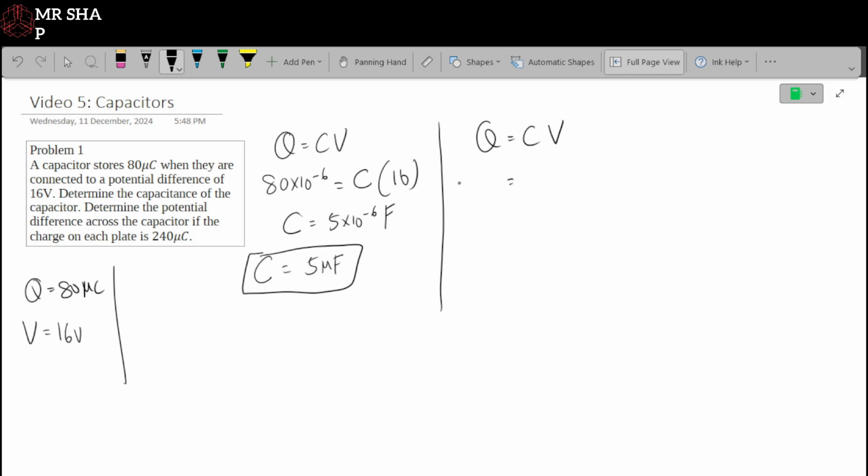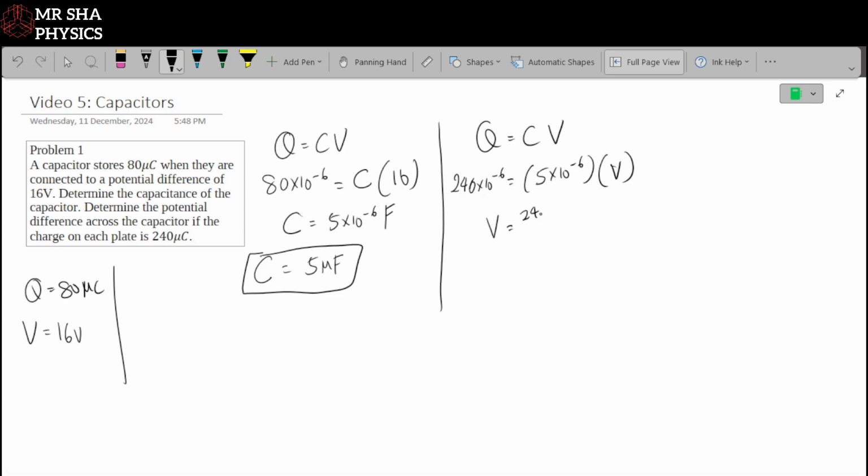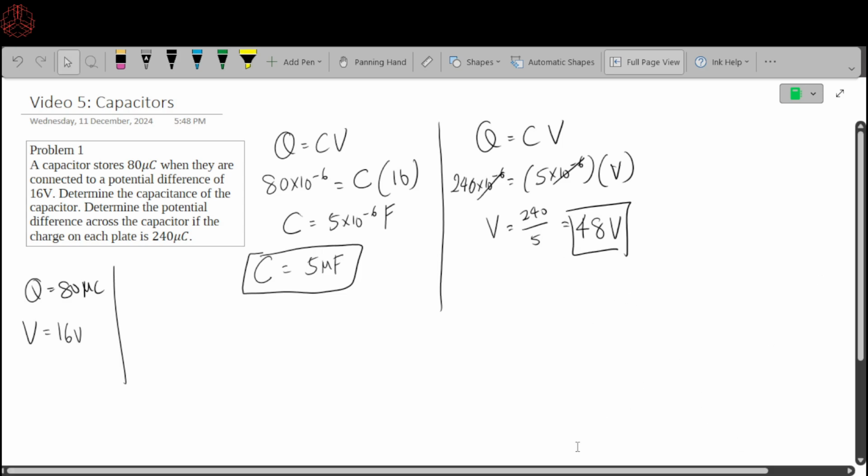But this time, I have 240 times 10 power of negative 6 on the left hand side, and then I will have C to be from the result that we had before, which is 5 times 10 power of negative 6, and then my voltage is what I'm looking for. Okay, so simply put, it is just 240 over 5, because the 10 power of negative 6 cancels out, and I'm left with 48 volts, and that's the final answer for the second part of problem 1.